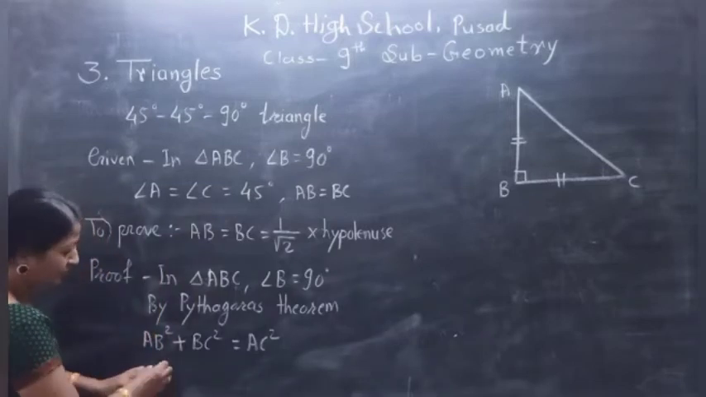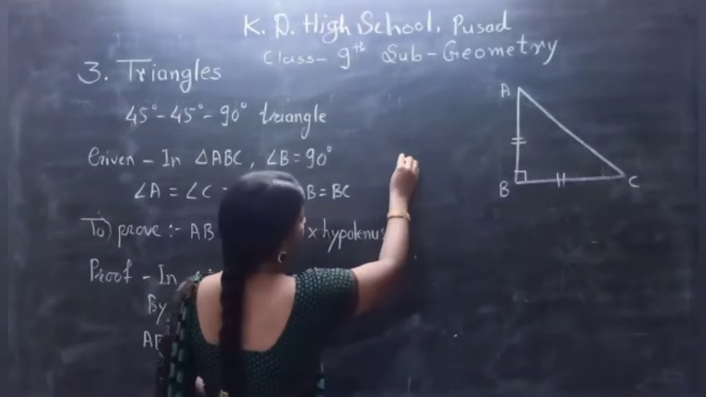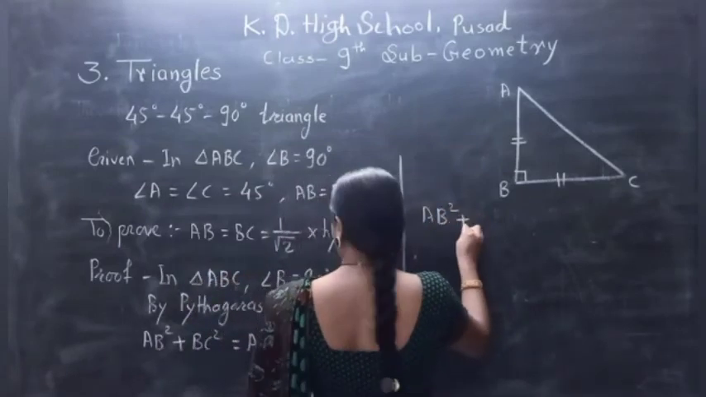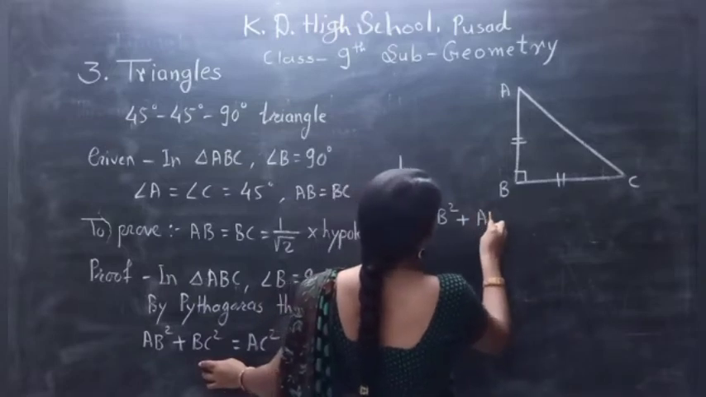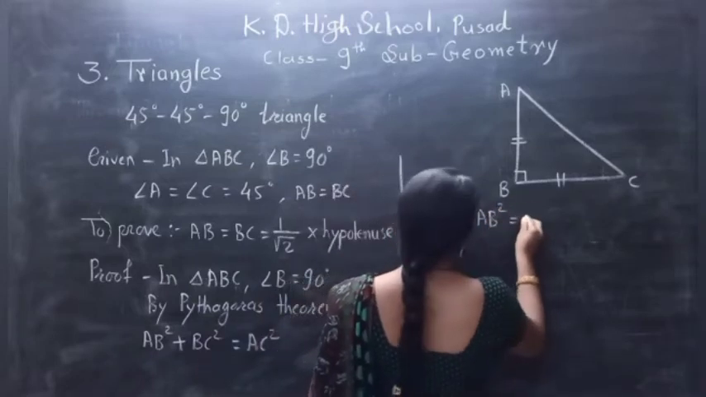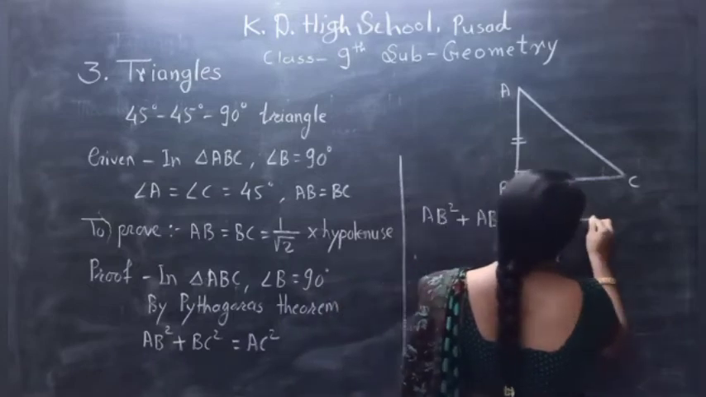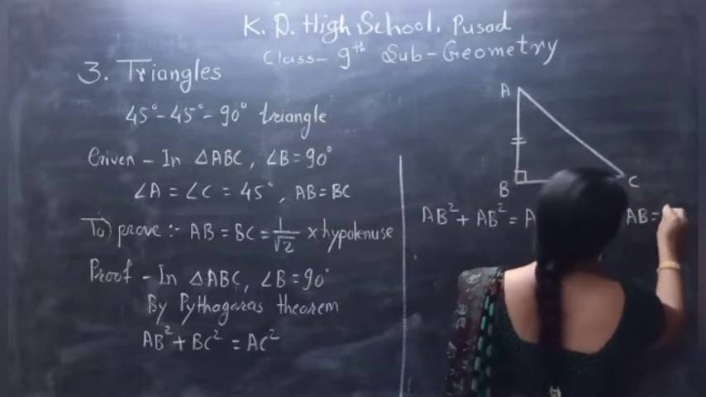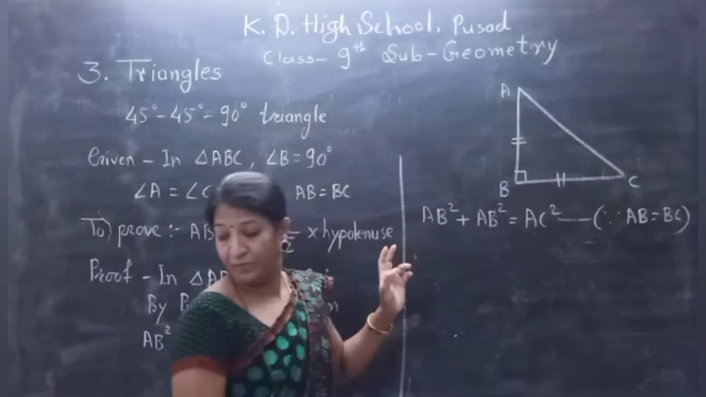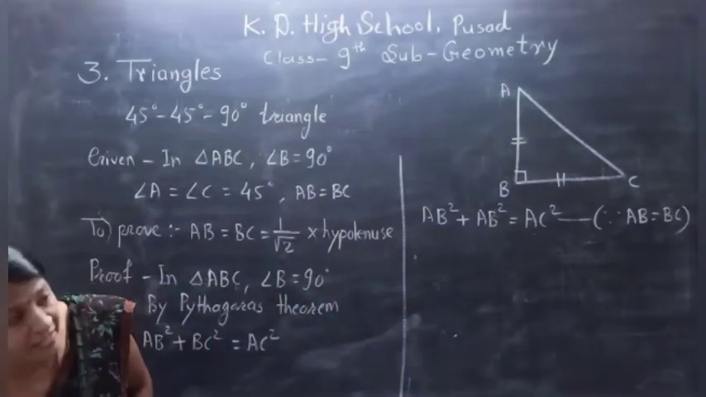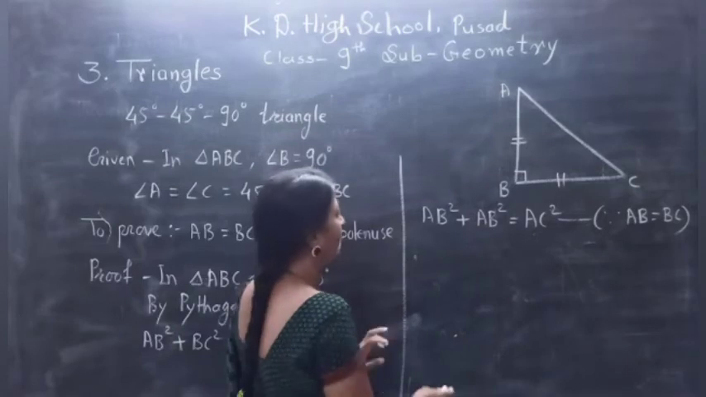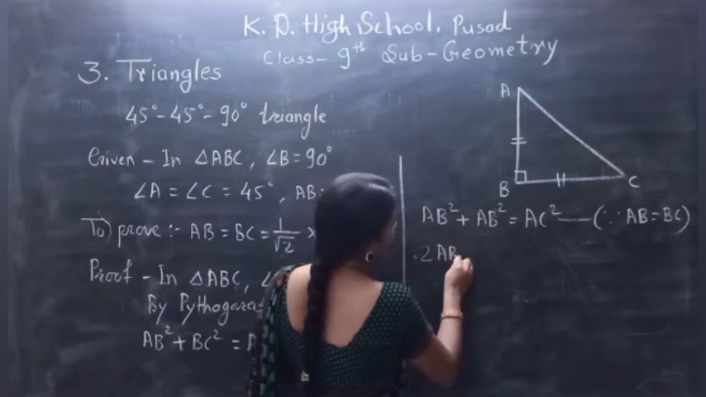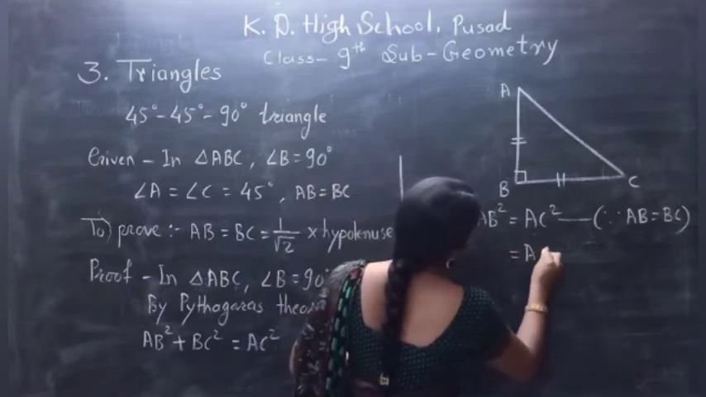BC. We know that. So here we make a substitution. AB square plus, instead of BC square we can write AB square, is equal to AC square. Okay, and what is the reason? Since AB is equal to BC. That's why we use BC equal to AB. So here we get AB square plus AB square, that is twice AB square, is equal to AC square.